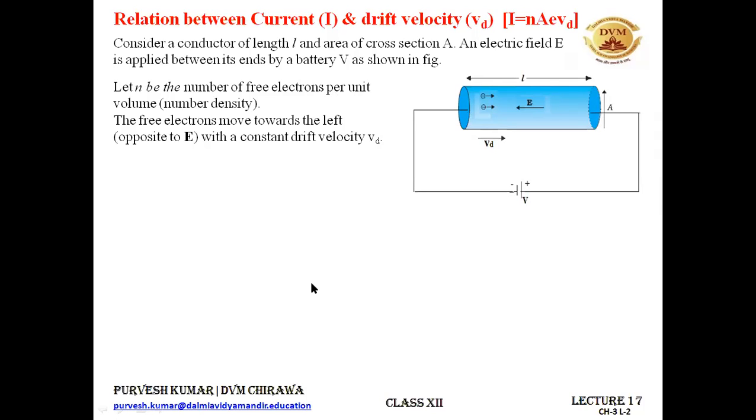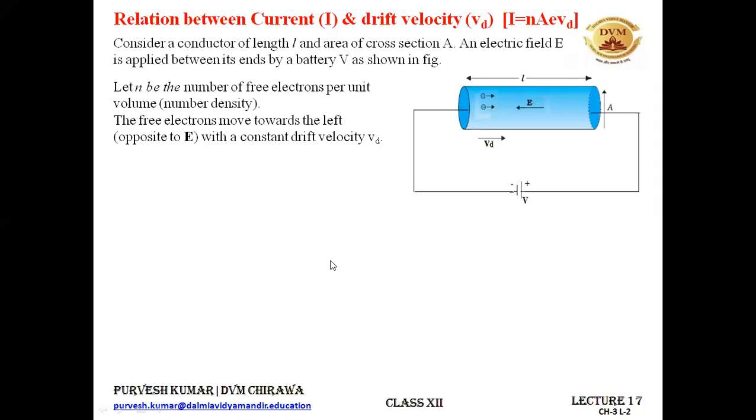Now, our aim is to establish a relationship between the current and the drift velocity. So when you apply the potential difference across a conductor, naturally current will start flowing through the conductor. So we need to establish a relationship between that current flowing through this conductor and the drift velocity of the electrons, that is Vd. All right. So let's do this.